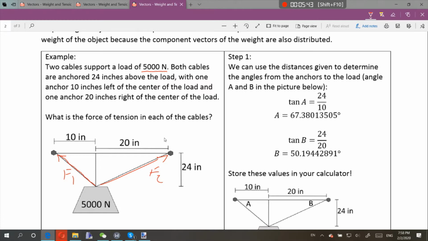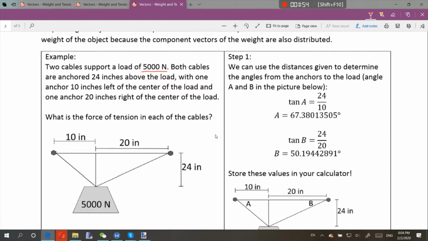Okay, that force of tension would also have a vertical and a horizontal component. So I've got 2 force vectors that are currently holding this block up, force 1 and force 2. I'm going to use these distances to determine the angles that we need on the load in order to solve for these force vectors. So I could say something like this.